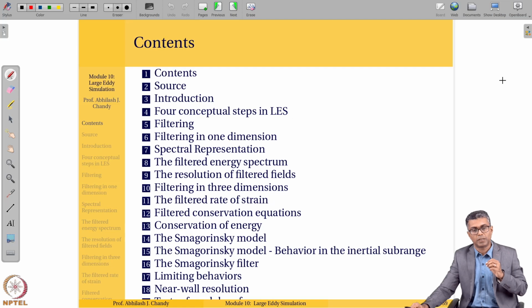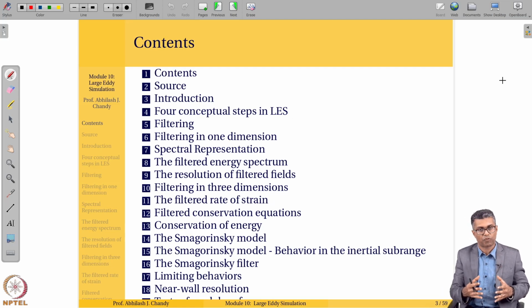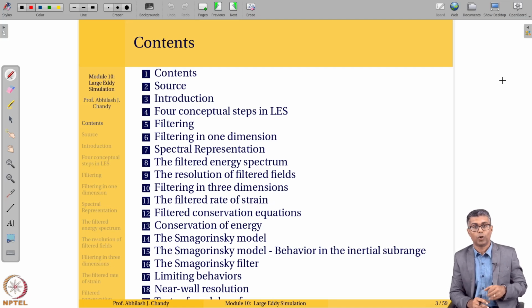So we're going to be dealing with filtering in one dimension first, just trying to get a grasp of the concept. Then looking at that in spectral space or spectral representation, we will look at the filtered energy spectrum, just like we looked at the energy spectra earlier. Here we will look at a filtered energy spectrum, because in LES you don't just have a full energy spectra, you have a filtered energy spectrum.